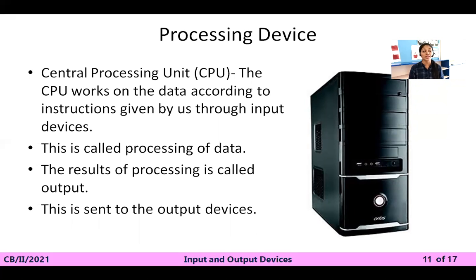Next is a processing device. What do you mean by processing device? Processing device. Now, central processing unit, that is the CPU. What you call CPU, the full form of CPU is central processing unit. The CPU works on the data according to the instructions given by us, that is by the user, through input devices. Okay, this is called processing of data. That means performing a task that is given by the user as per the instructions. Okay, the results of processing is called output.